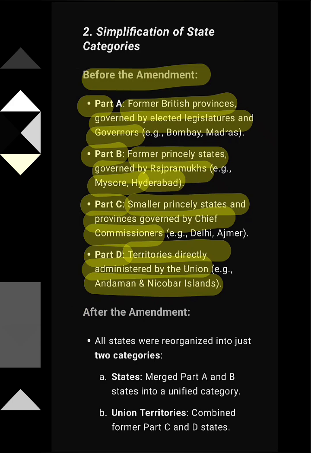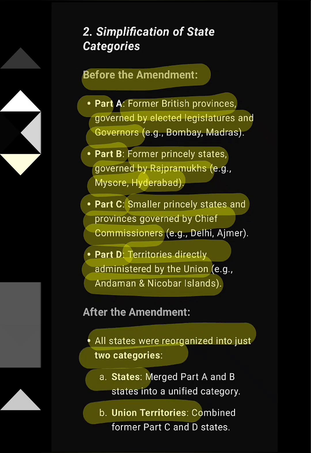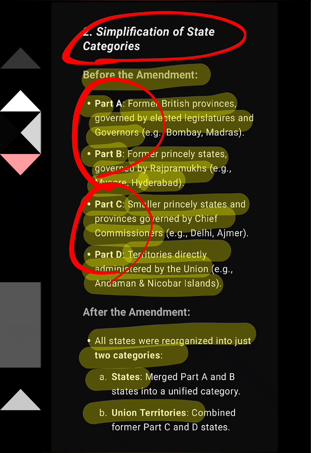But after the amendment, all the states were reorganized into just 2 categories: states and union territories. States were formed by merging Part A and B, and union territories were formed by merging Part C and D. So this is how the 7th amendment simplified the categorization of states.